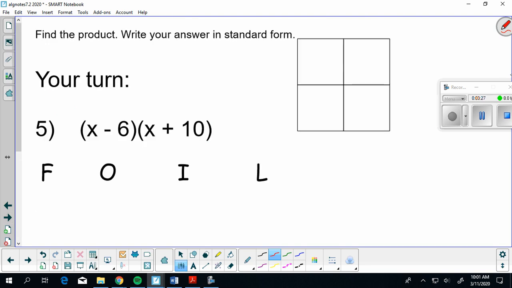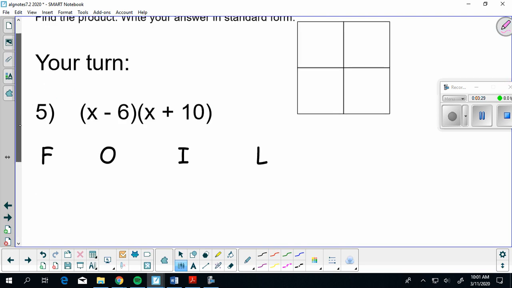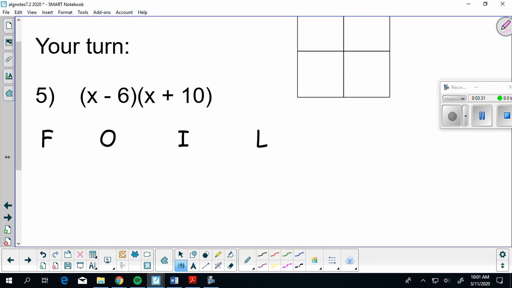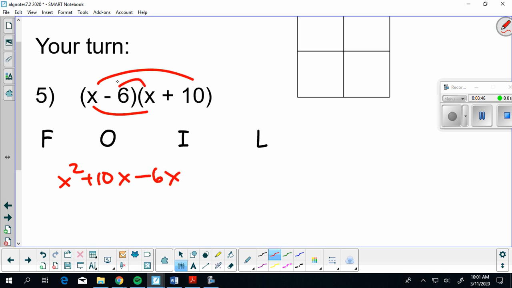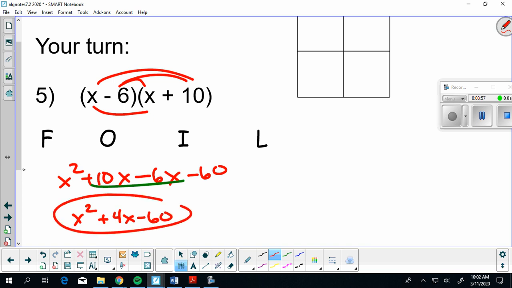Okay, so I've got some for you to try here. You can use the FOIL method or you can use the Punnett square, whichever you like better. Okay, so here I would do x times x, which is x squared. x times positive 10, which is 10x. -6 times x, which is -6x. And -6 times 10, which is -60. If I combine the middle ones, that gives me x squared plus 4x minus 60.